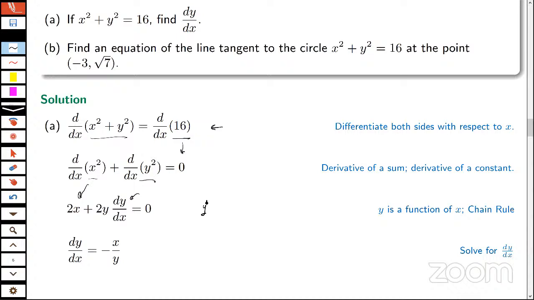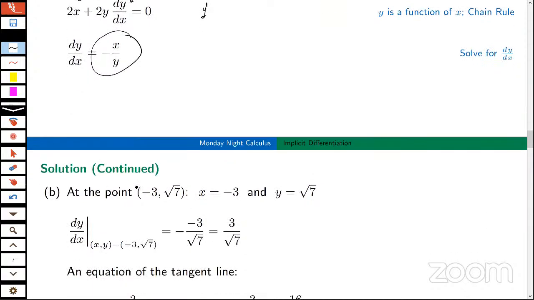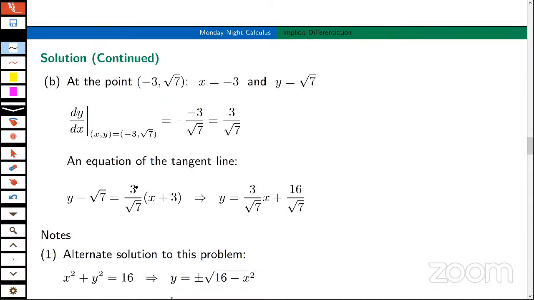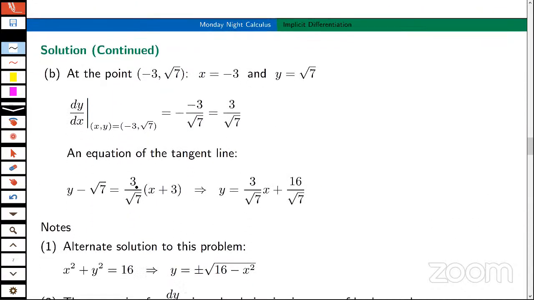Look, absolutely. So now I turn around and solve this for dy dx, and in this problem I've got a minus x divided by y. Again, notice that that derivative involves both of the variables x and y, and that's okay. So I want to find an equation of the tangent line at the point (-3, square root of 7).